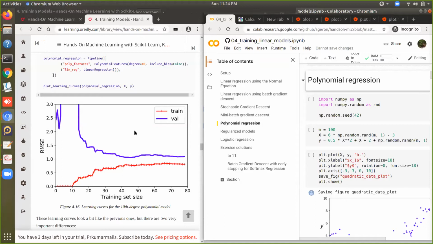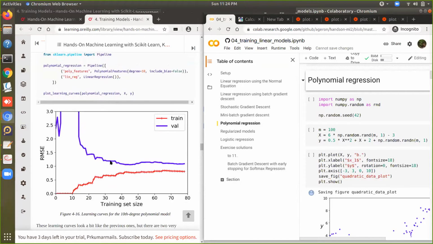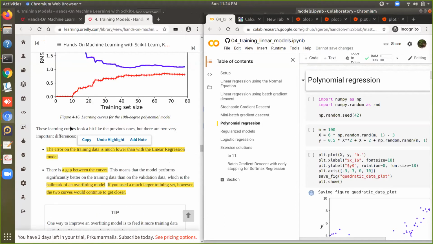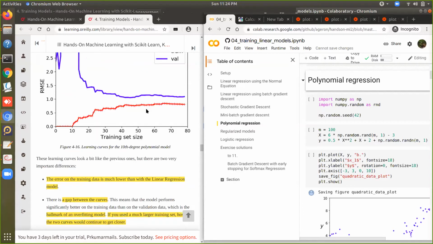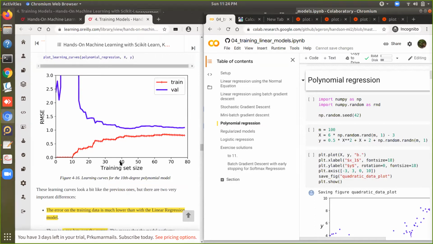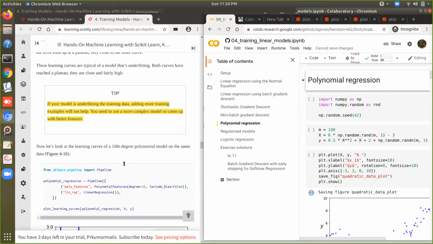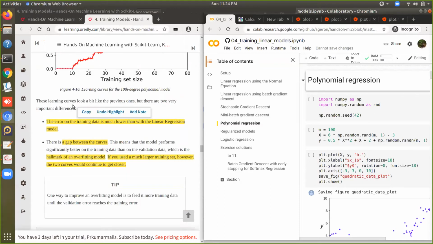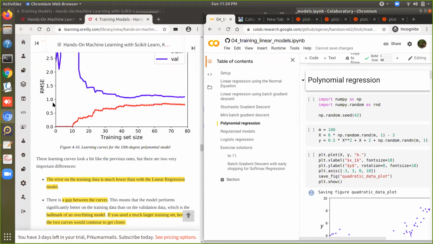In this curve, the error on the training, this is the training set size. When we increase the training set size, the validation error is also getting down, so the model is learning something, gradually it is decreasing. That also we can find.